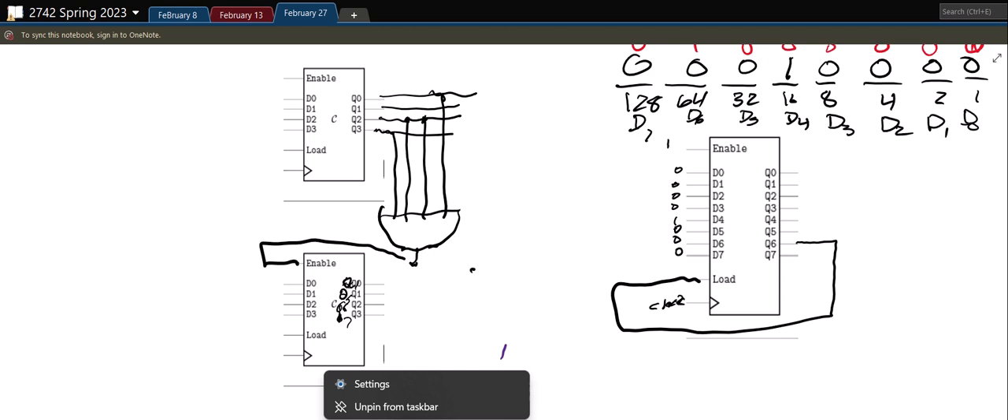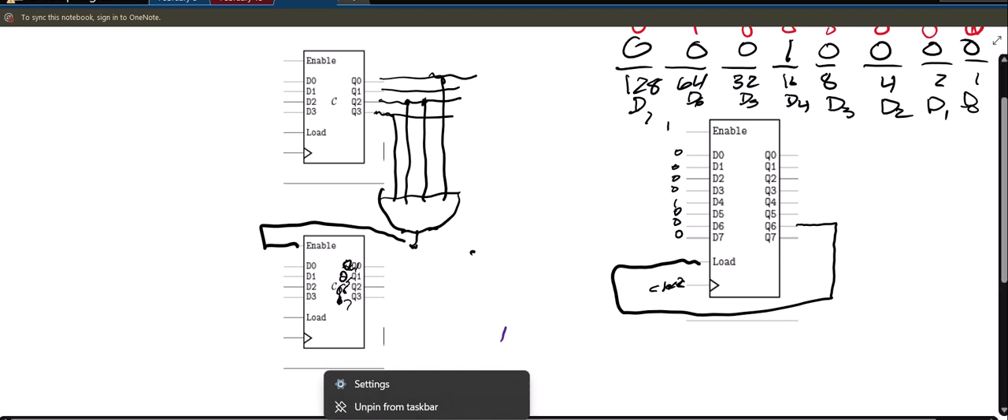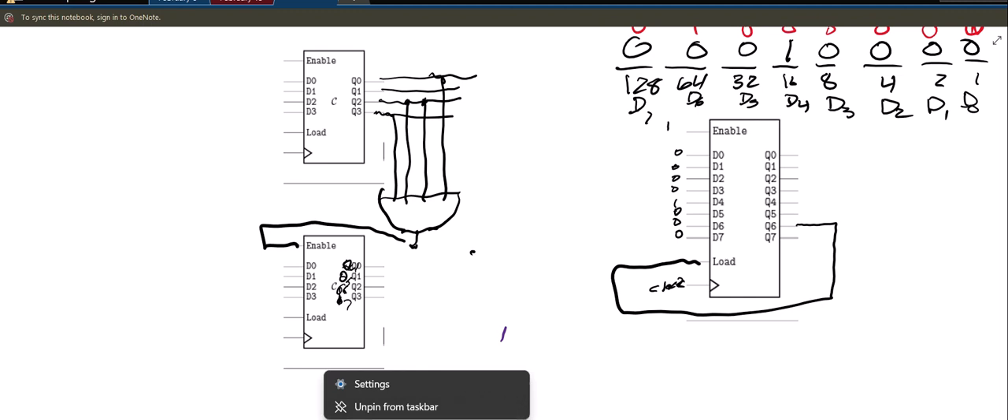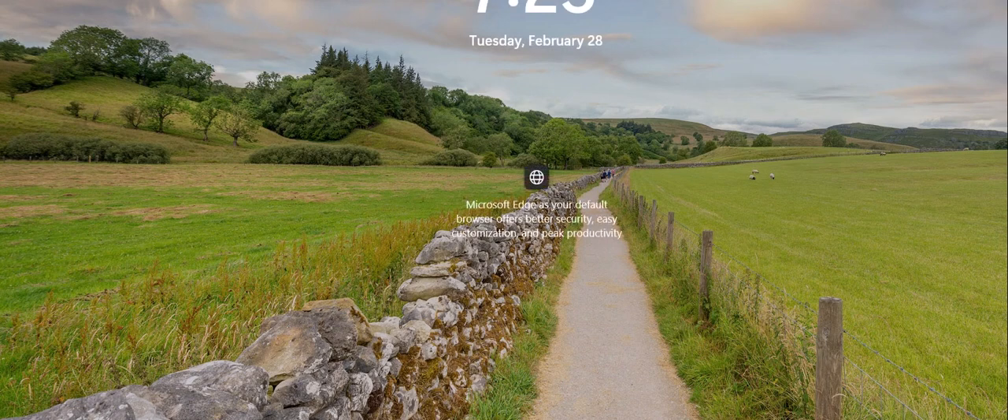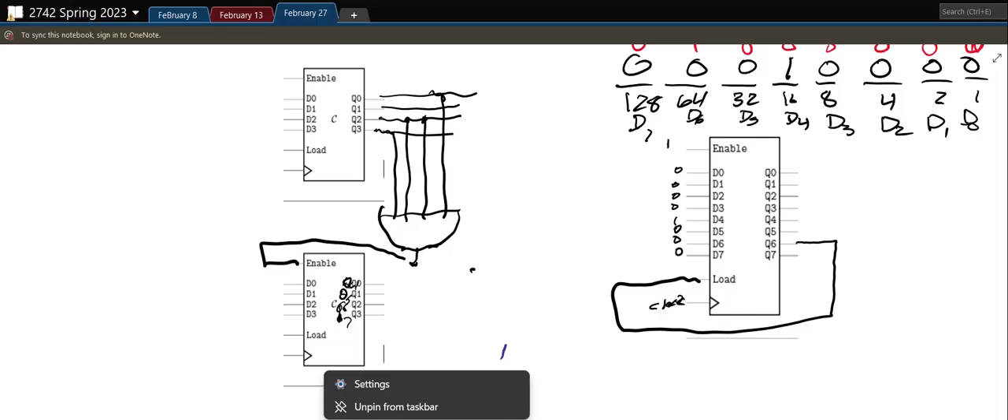Hold on just a second. Computer's acting up. Sorry about that. Hope I'm back working again.